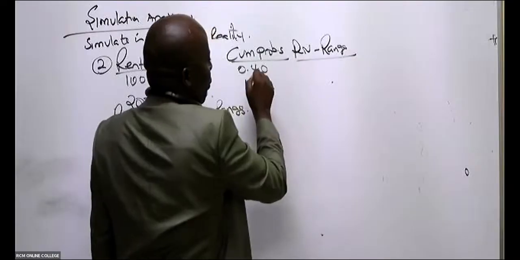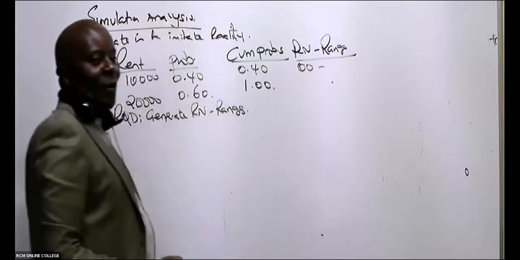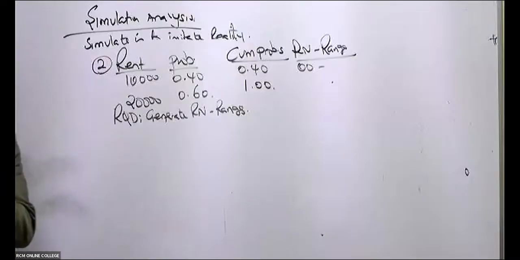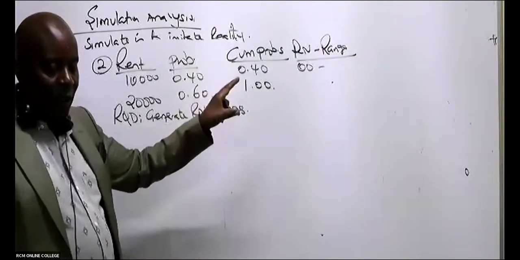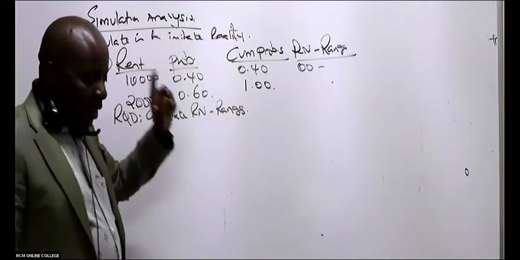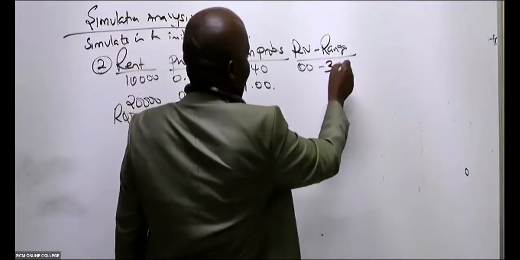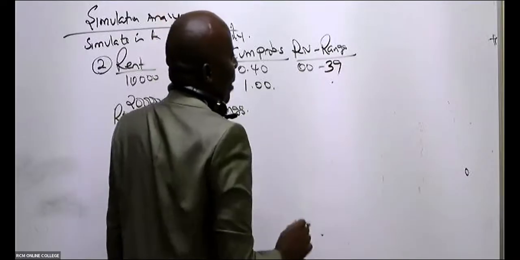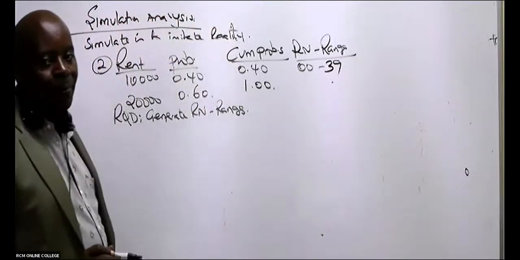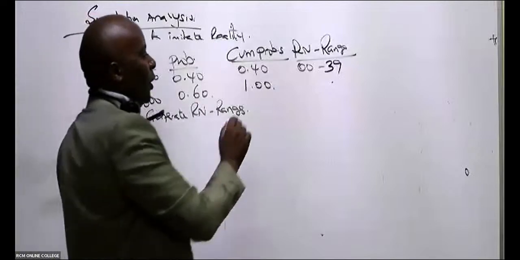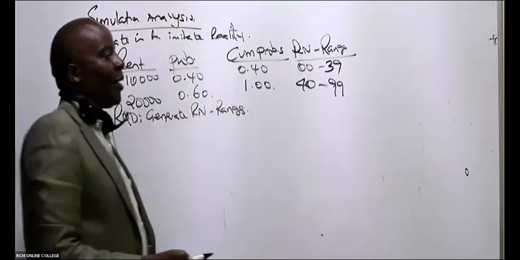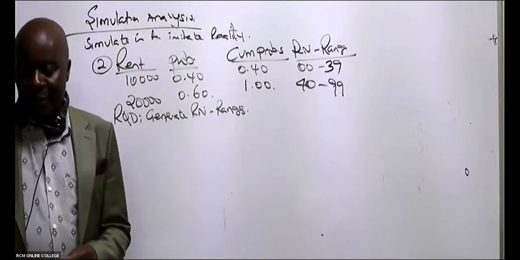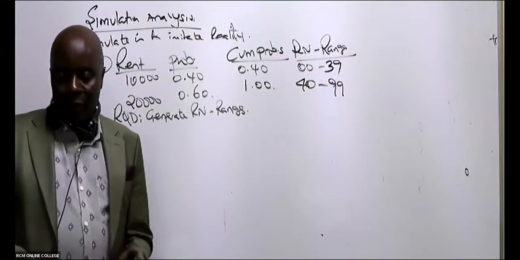Now remember, because there are 2 decimal places, I use 2 digits. So 00 all the way up to 40 minus 1, because I read this as if it's 40, not 4. So 40 minus 1 gives me 39. From there we take on the next number. The next number after 39 will be 40, so I talk of 40 all the way to 99. So 40 to 99. Anybody who has a question, feel free to ask.